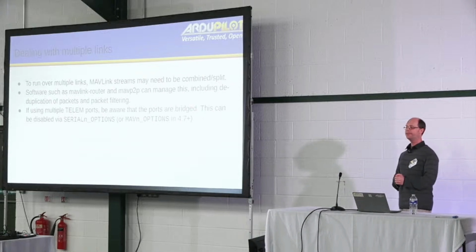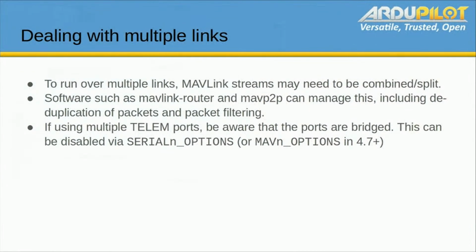Dealing with multiple links, I would say if you do have multiple telemetry paths, be careful about when you are splitting your packets out and integrating them back together at the end. There are some software like MAVLink Router or MavP2P that will do this automatically. But something to be aware of is when you have MAVLink packets coming in, to make sure you deduplicate them. You don't want to have a MAVLink packet come in on one link and then maybe 2 seconds later, the same packet come in on your other link, because that will really mess up your GCS.